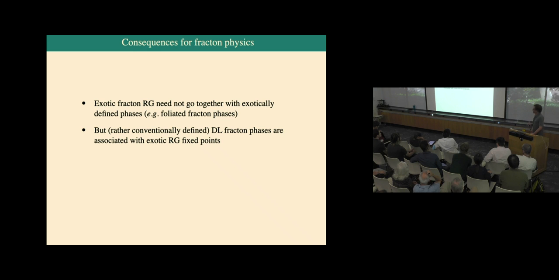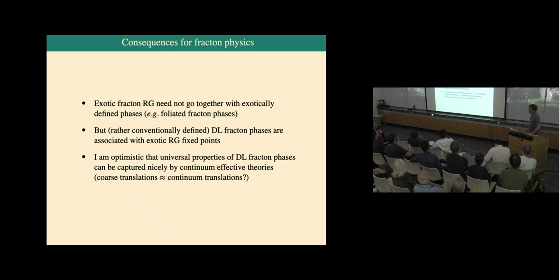And it is true that these rather conventionally defined DL fracton phases are still associated with exotic RG fixed points. There's definitely UV-IR mixing. One way to see that is the exotic RG itself. And so this by no means gets rid of a lot of the weirdness in fracton phases. I think it's still there.